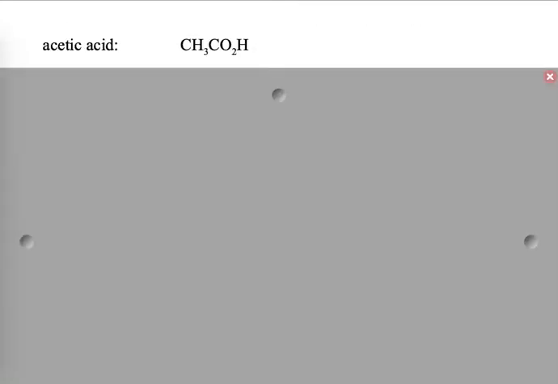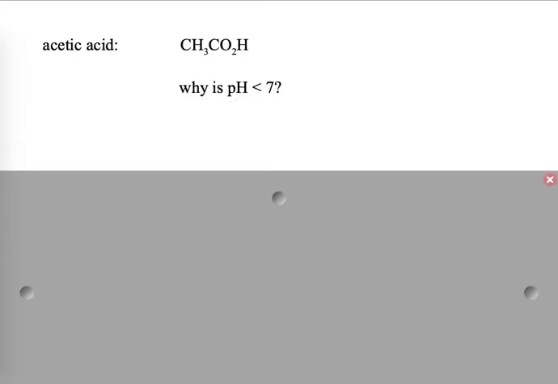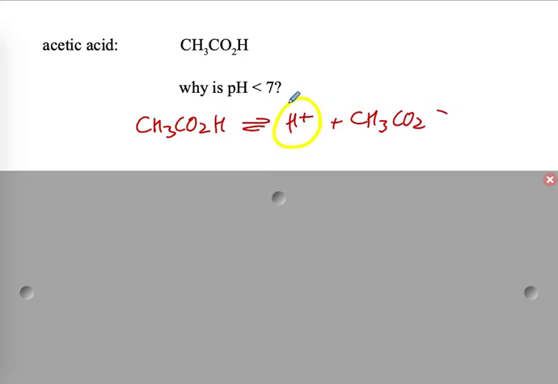So let's begin by considering acetic acid, a weak carboxylic acid. If I make a solution of acetic acid and test the pH, I find that the pH is less than 7. Why is that? Well, we know that's because acetic acid undergoes ionization in aqueous solution to produce the hydrogen ion and the acetate anion, the conjugate base, and the fact that the concentration of the hydrogen ion in the solution is greater than that of pure water means that it's an acidic solution with a pH of less than 7.